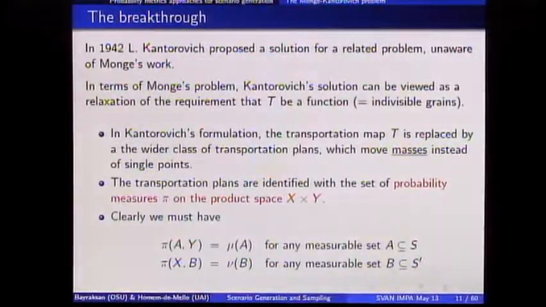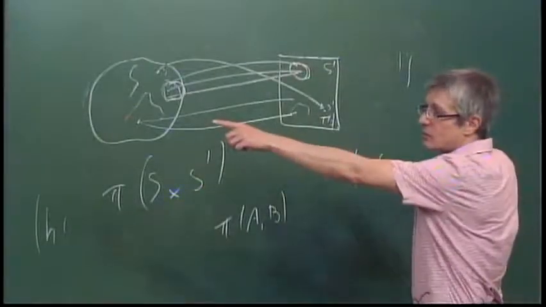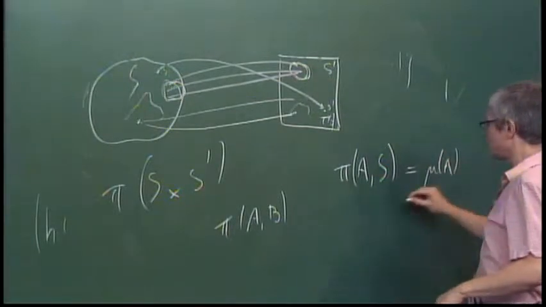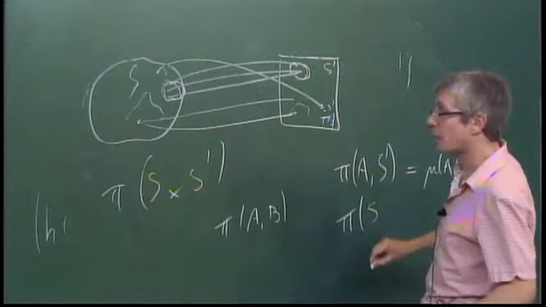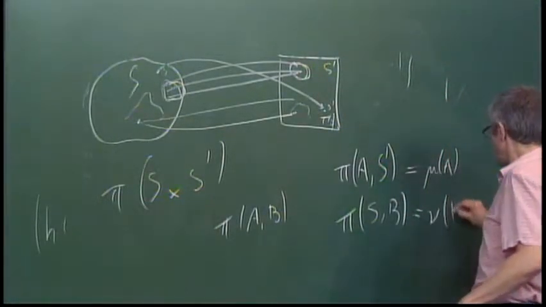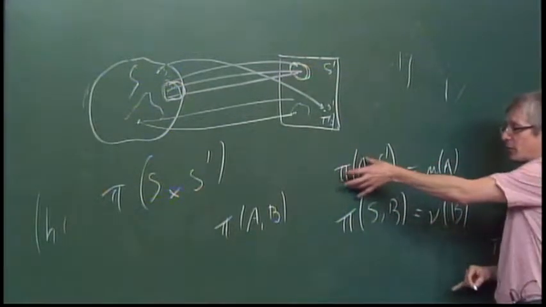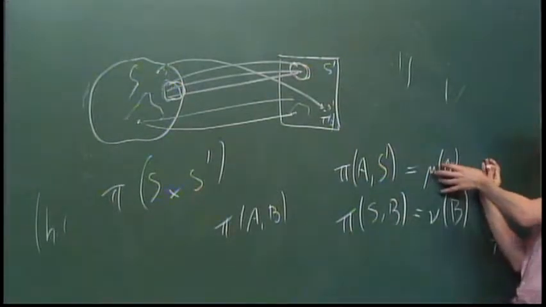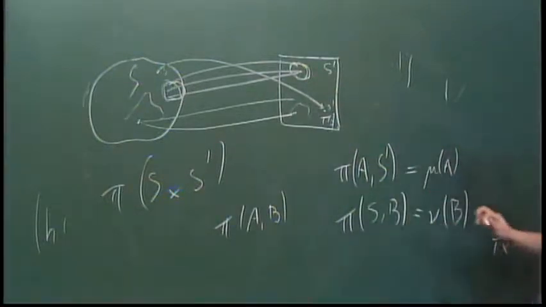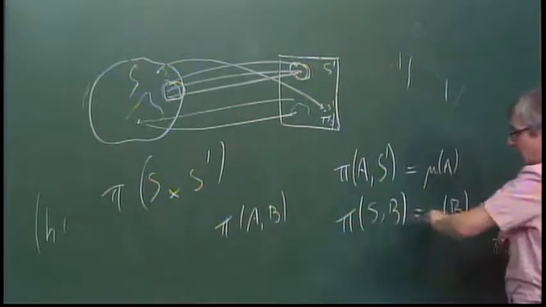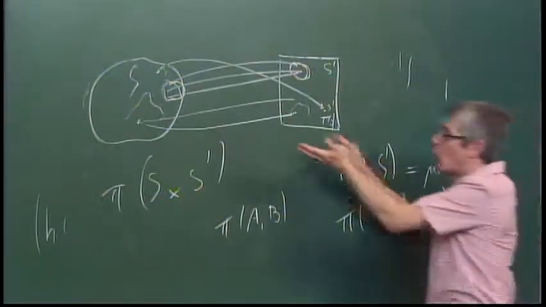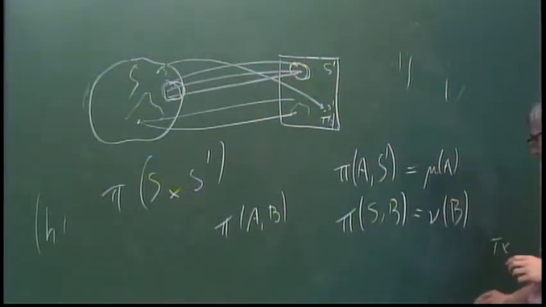So how do we impose the constraint, the volume preserving thing? Let me write again what this property is: pi of A times S prime should be equal to mu of A, and pi of S times B should be equal to nu of B. This is essentially saying the probability of moving from A to the whole space is the measure of A. Because how much you move from A to the whole space is the volume of A. And vice versa, the amount you move from the whole space S to B is just the measure of B.